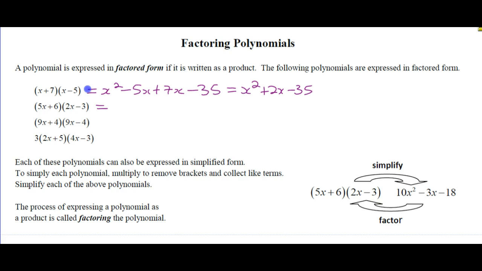Here we get 10x squared, minus 15 plus 12. So what's that? Minus 15x plus 12x. So we're going to be writing 10x squared, and then I'm just doing that one in my head. Now, if you're more comfortable writing out the four terms, by all means, write out the four terms. It's not a contest. And then minus 18.